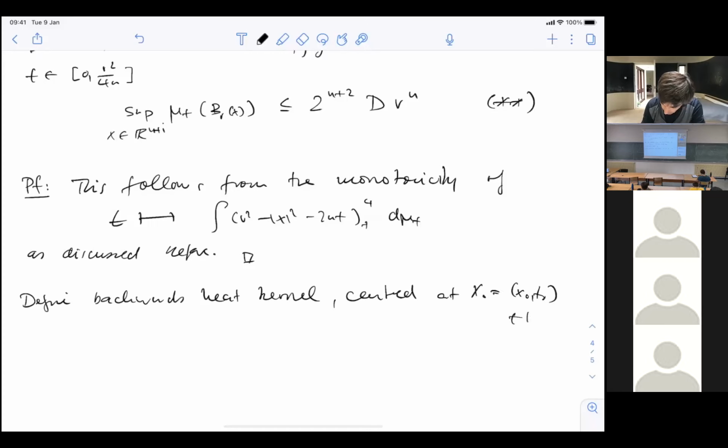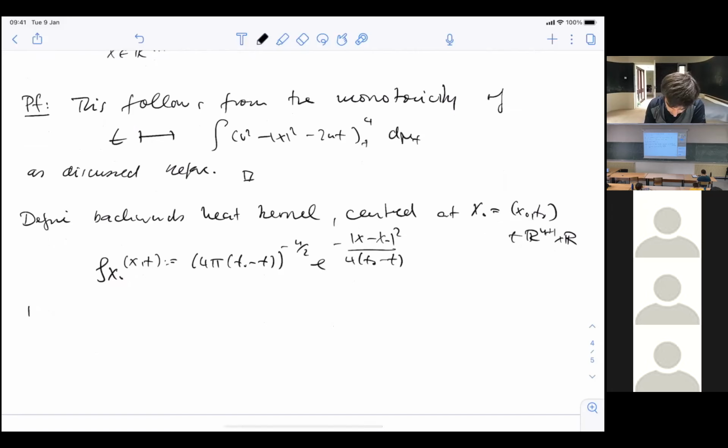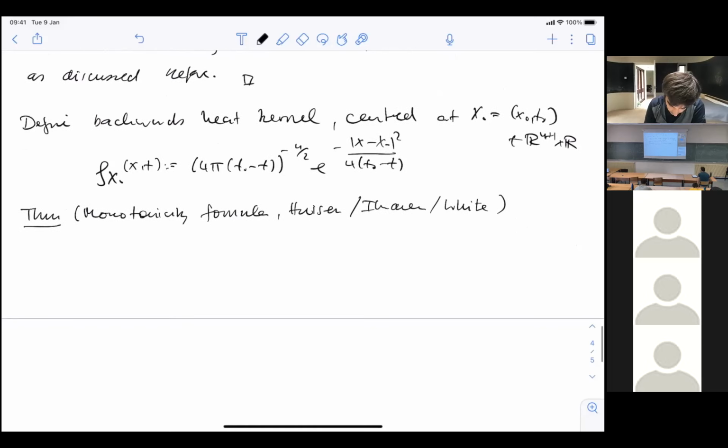Now here's the monotonicity formula. This is the monotonicity formula, which in the smooth case is due to Huisken, and later Ilmanen and White checked that the proof extends also to Brakke flows. So here's the statement: let mu t, t greater than or equal to 0, be an integral n-dimensional Brakke flow. Now here the dimension is important because we have to adjust the backwards heat kernel accordingly.